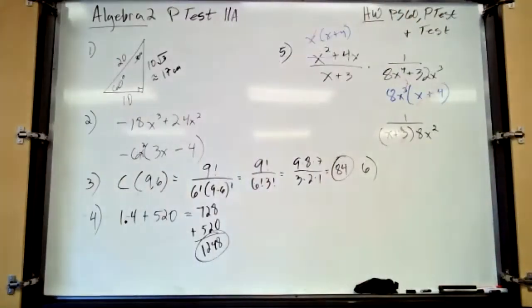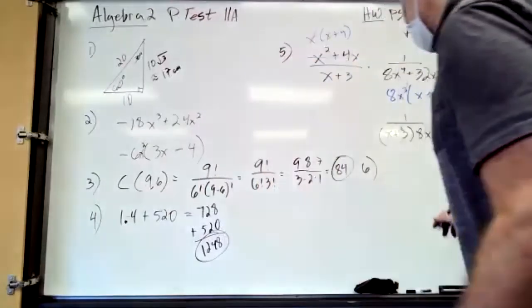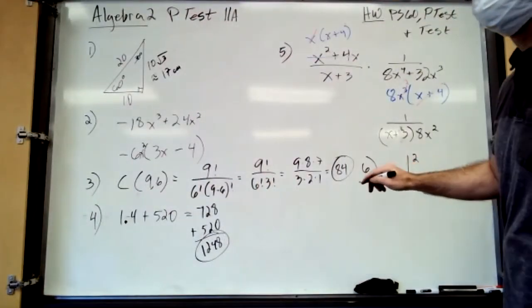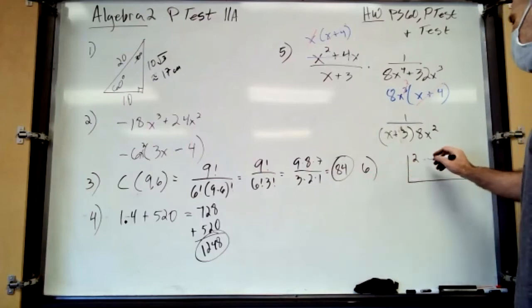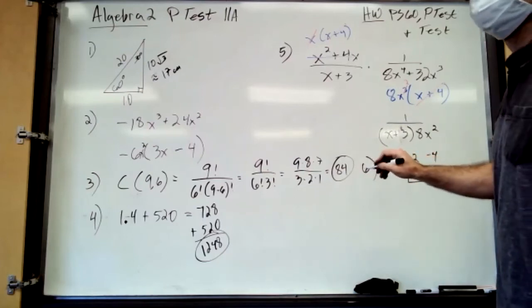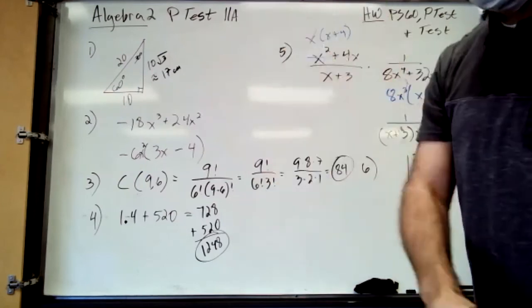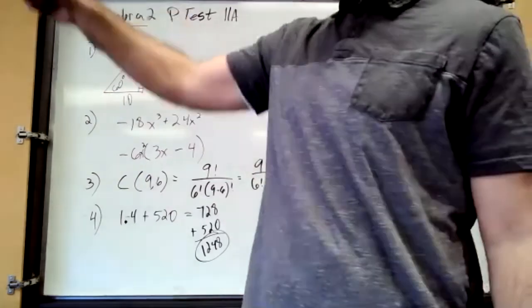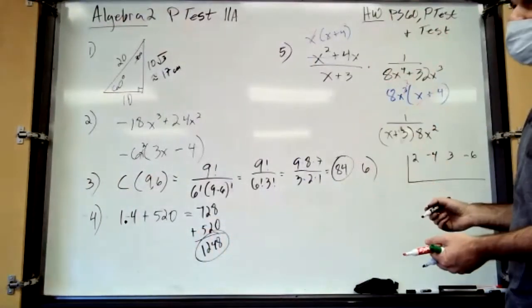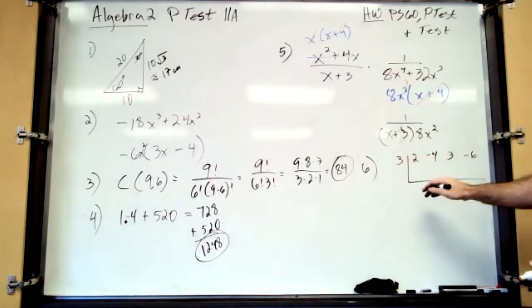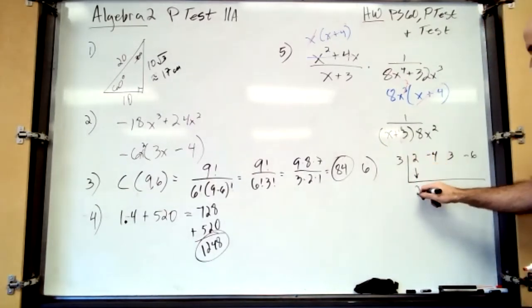All right, number 6, synthetic division. So the hardest part of this is remembering what to do where. So we're going to rewrite with coefficients. Here, 2, -4, 3, -6. And then the divisor is the opposite of what's being subtracted. So +3.